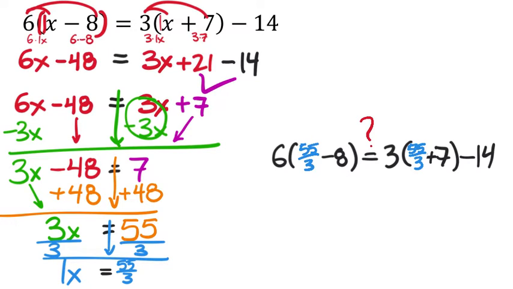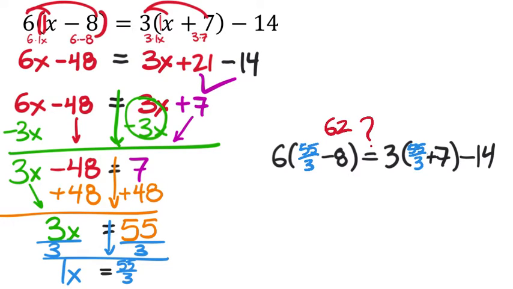So I type this in, 6 parentheses, I'm using the N over D button, 55 thirds minus 8 close parentheses. Now when I push enter here, I get 62 on the left. Now if I did this right, meaning 55 thirds is the solution, I should get 62 on the right as well. So 3 parentheses, N over D button, 55 thirds, and plus 7, close parentheses, and also minus 14.